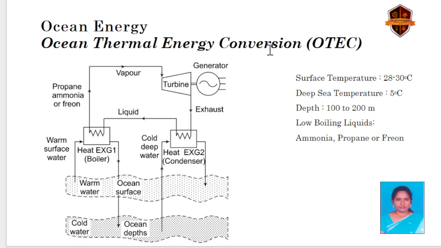This is the outline diagram. The temperature difference between warm surface water and cold deep sea water is used to generate power. Low boiling point liquids such as ammonia or propane are used as working fluids. OTEC utilizes temperature difference in ocean water. Though efficiency is low, it provides continuous power, making it suitable for island regions.